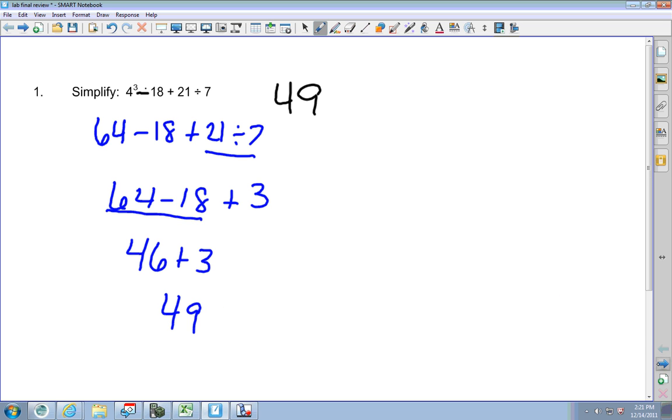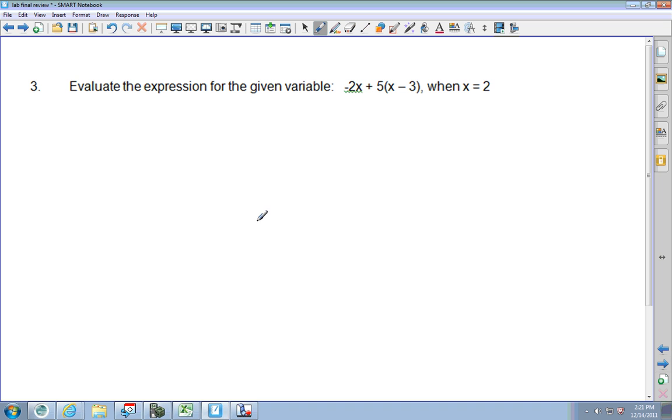Next, evaluate the expression for a given variable. So they give us an expression, but they also tell us that x is 2. So wherever there's an x, you're going to put a 2 in there. So I'm going to substitute those in. What I have is negative 2 times x, negative 2 times 2, plus 5 parentheses. Instead of x, I get 2 minus 3.